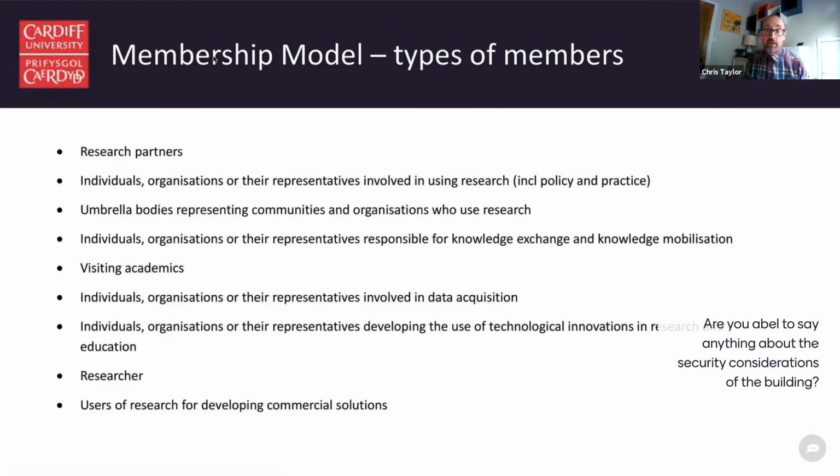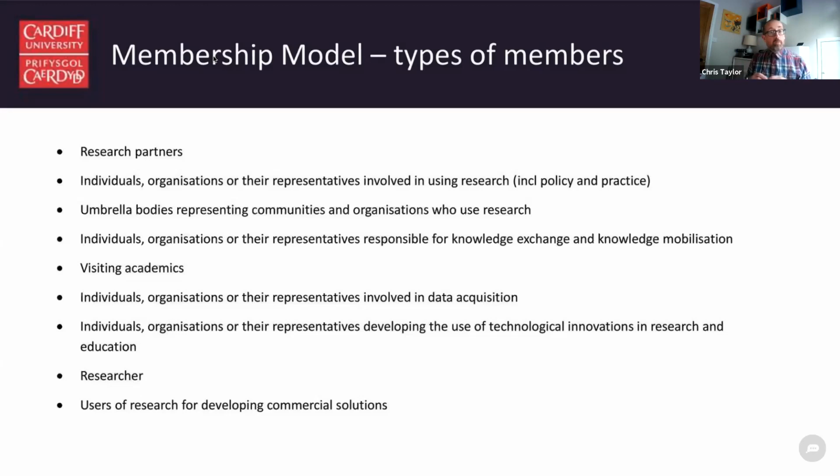But this slide outlines what I think are some of the main ways in which we might want to interact with sbarc. So you may be research partners, organizations or individuals using research, which might include policy and practice, umbrella bodies who represent other organizations and those communities that exist outside the university. You may be interested in knowledge exchange and knowledge mobilization rather than actually using the research. So you're one of the organizations which helps facilitate the transfer of knowledge around the sectors that you work in. You may be visiting academics.